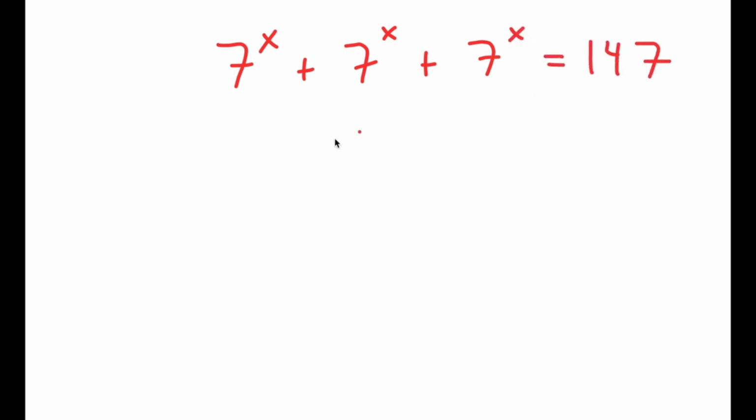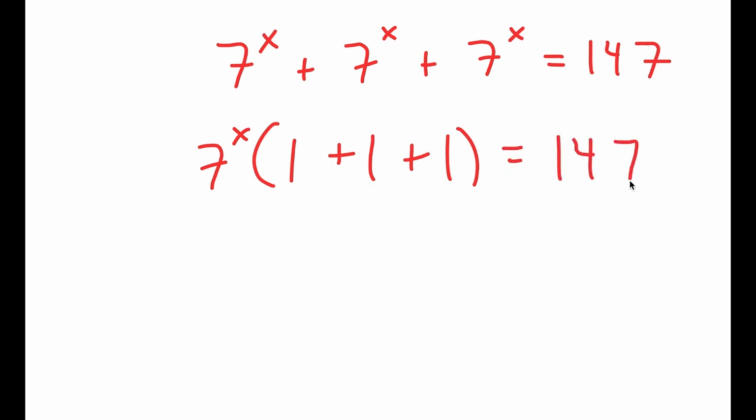Alright, so in this video, I'm going to solve the equation 7 to the power of x plus 7 to the power of x plus 7 to the power of x is equal to 147. So to start, I'm going to factor out 7 to the power of x. So I get 7 to the power of x times 1 plus 1 plus 1 is equal to 147. So this is 7 to the power of x times 3 is equal to 147.